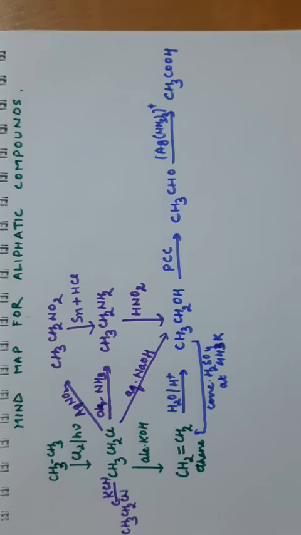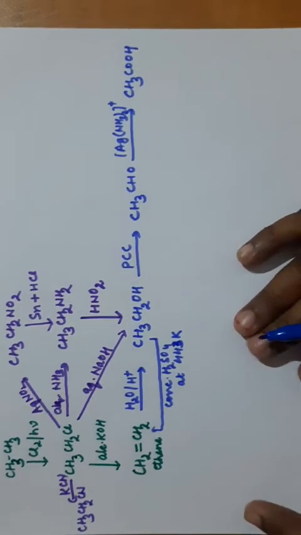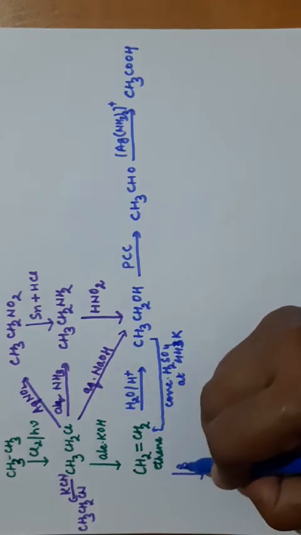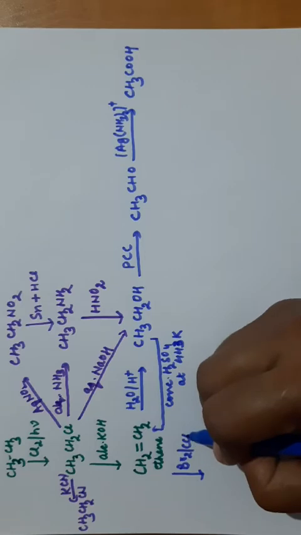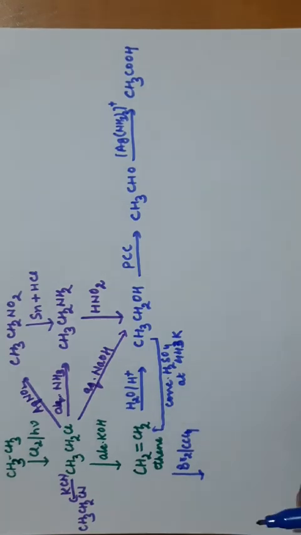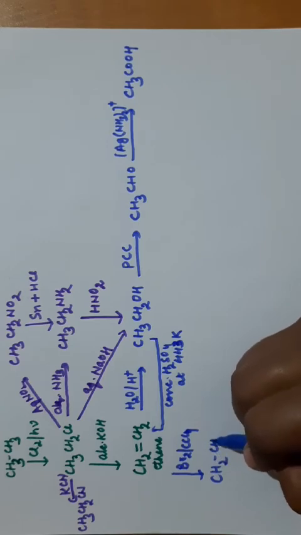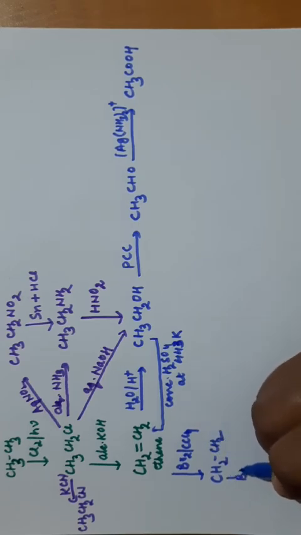Now coming back to this alkene, how can you prepare alkyne from an alkene? To prepare an alkyne from an alkene, what we will do, we will treat it with Br2 in presence of CCl4. Addition reaction will take place with halogens, and Br2 will be added at both the carbon atoms.